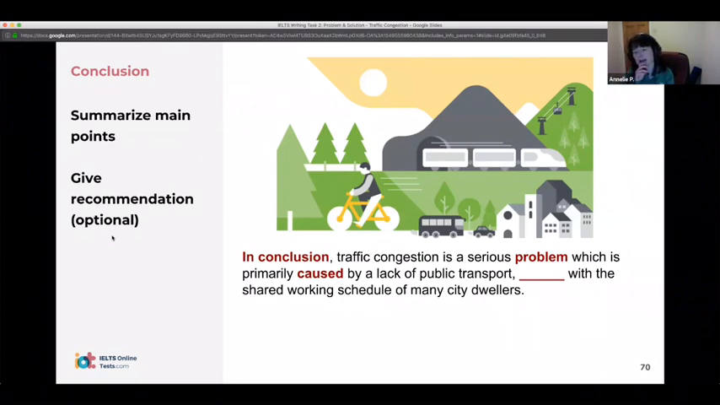Well, how can we add on the second cause? In addition, you could say "in addition to the shared working schedule." Yeah, we've got "with" here. Oh, very good, Suzanne. We've got "along with," "together with." Very good. "Coupled with," very nice, Solomon. "Combined with," Jordana.